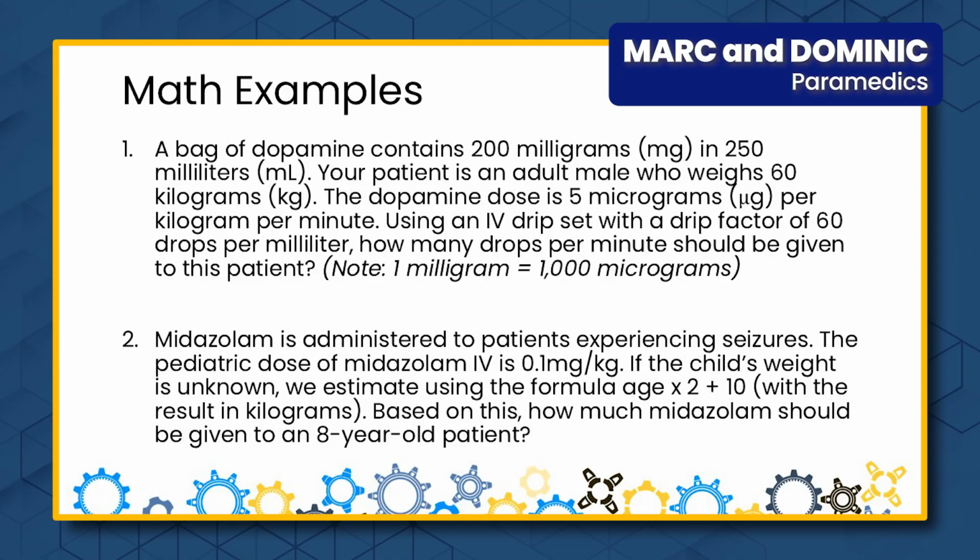So another calculation that you might have to do is for a drug called midazolam. We give that drug for patients in seizures. So I'll give you an example. You're called for an 8-year-old patient in seizures, convulsions. So we need to figure out how much medication we're going to give them. That medication is also weight-based. Now we need to figure out how much the patient weighs. Now, if the parents can't tell us, we use the calculation, and it's the age times 2 plus 10. So in this case, 8 times 2 plus 10.